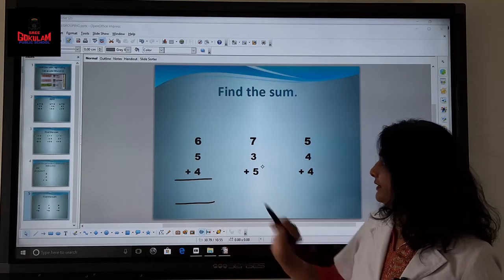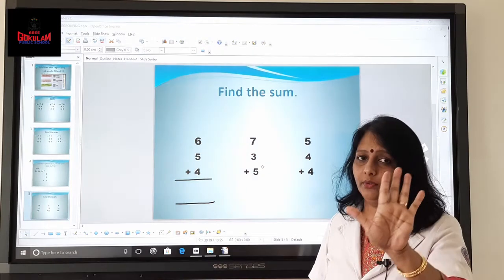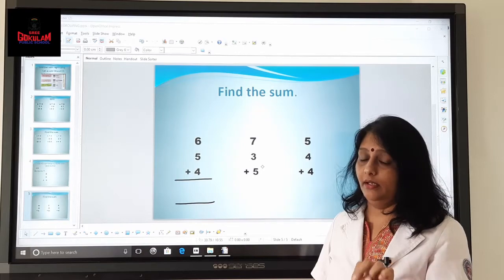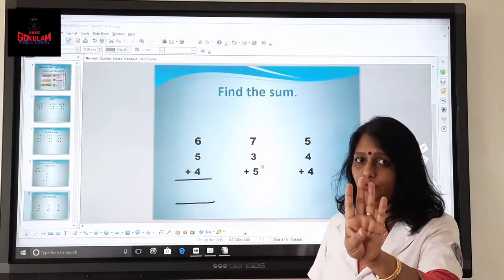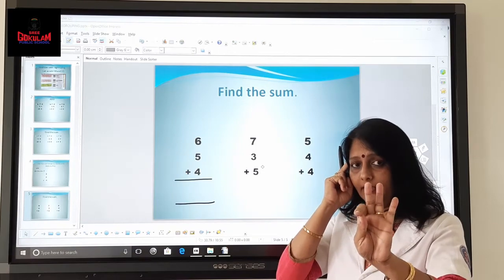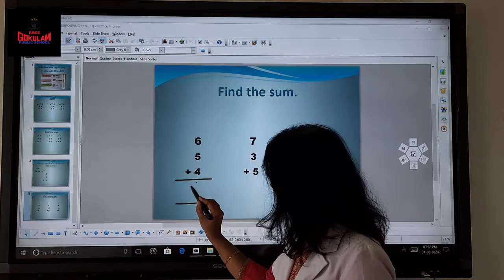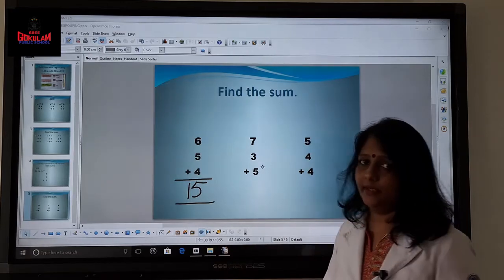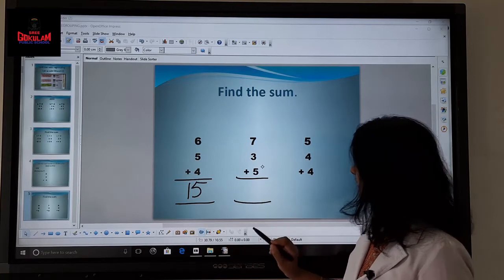Six plus 5 plus 4. What is 6 plus 5? 6 in your mind, 5 on your fingers. After 6, 7, 8, 9, 10, 11. Now 11 you keep in mind and add 4 more. After 11, 12, 13, 14, 15. So the answer is 15. Write 5 in the ones place and 1 in the tens place. Yes? Let us do the next one.